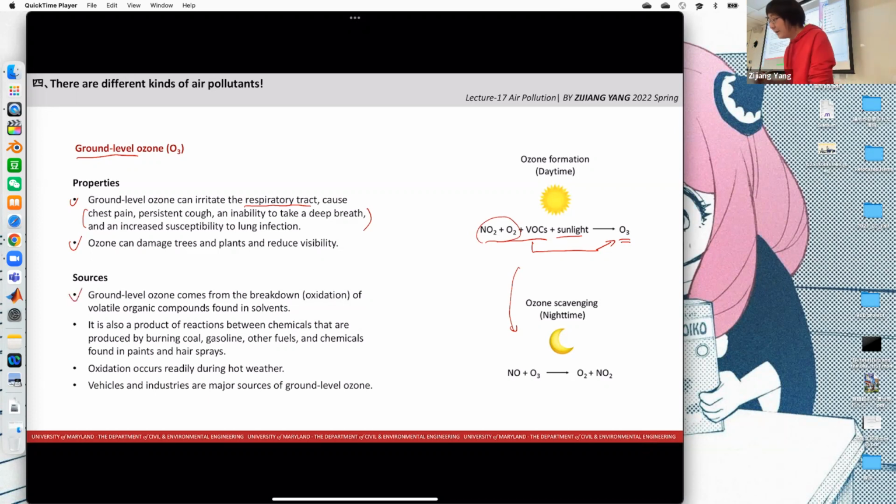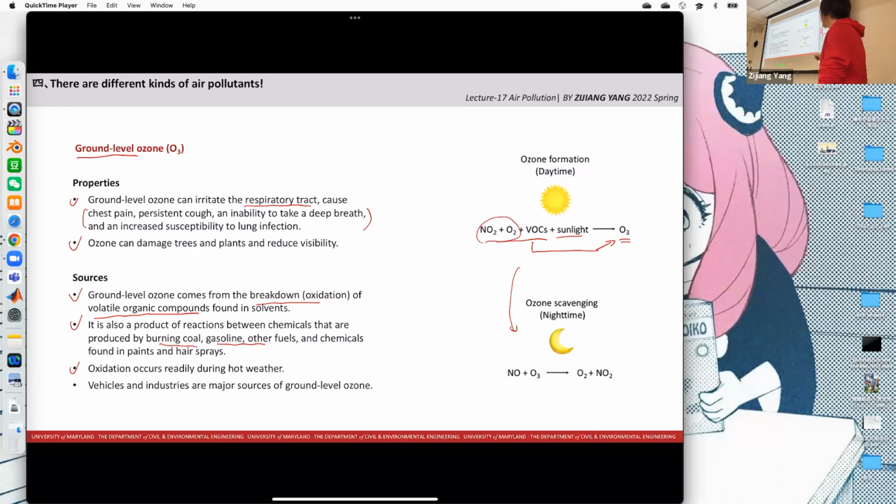For the source, ground level ozone comes from the breakdown of volatile organic compounds found in solvents. It is also a product of reactions between chemicals produced by burning coal and other fossil fuels and chemicals found in paints and hairsprays. So during burning processes, we may also generate some ozone. Oxidation occurs readily during hot weather because hot weather usually has relatively stronger sunlight. Vehicles and industries are the major source of ground level ozone.